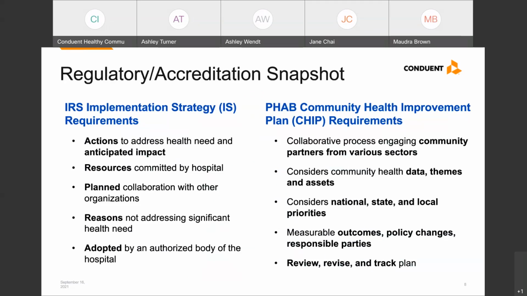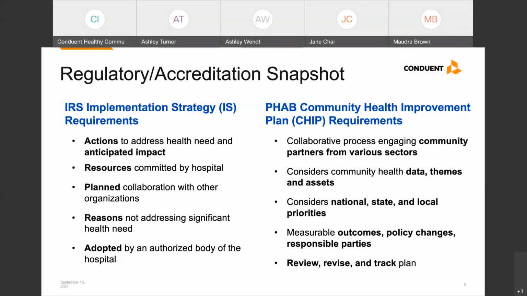For those working to meet IRS requirements, your implementation strategy should include the actions and the anticipated impact for addressing health needs identified in your community health needs assessment or CHNA. For each health need, there should be a description of resources the hospital is committing to and your planned collaboration with other organizations. If there are needs that were identified in your CHNA that you've decided not to address, your IS should include an explanation of why the hospital facility has made that decision.